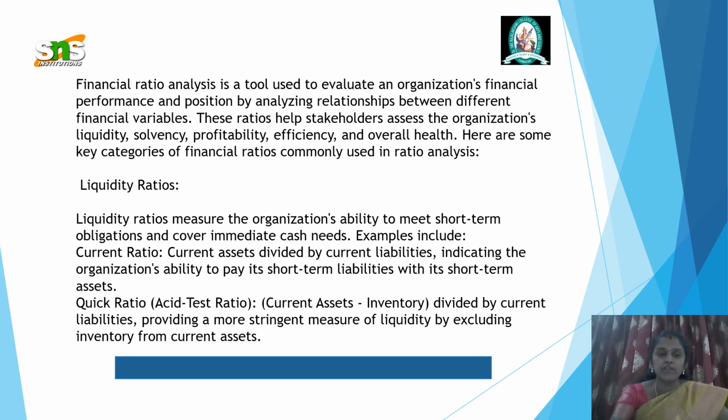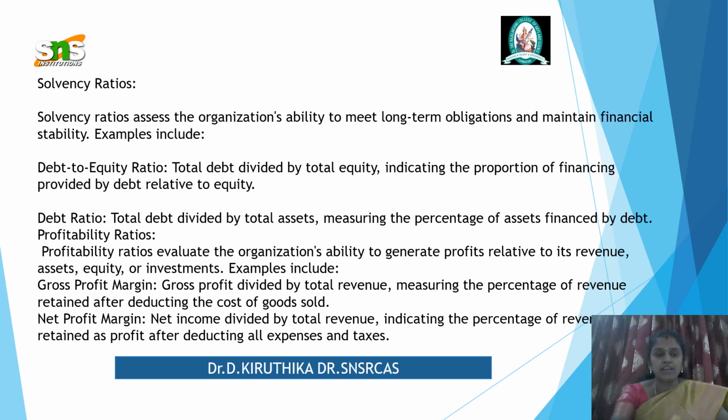The thumb rule of your current ratio is 2:1, and it indicates the organization's ability to pay its short-term liabilities with its short-term assets. And then the next example is your quick ratio, the acid test ratio, that is current assets minus inventory divided by current liabilities, providing a more stringent measure of liquidity by excluding the inventory from current assets.